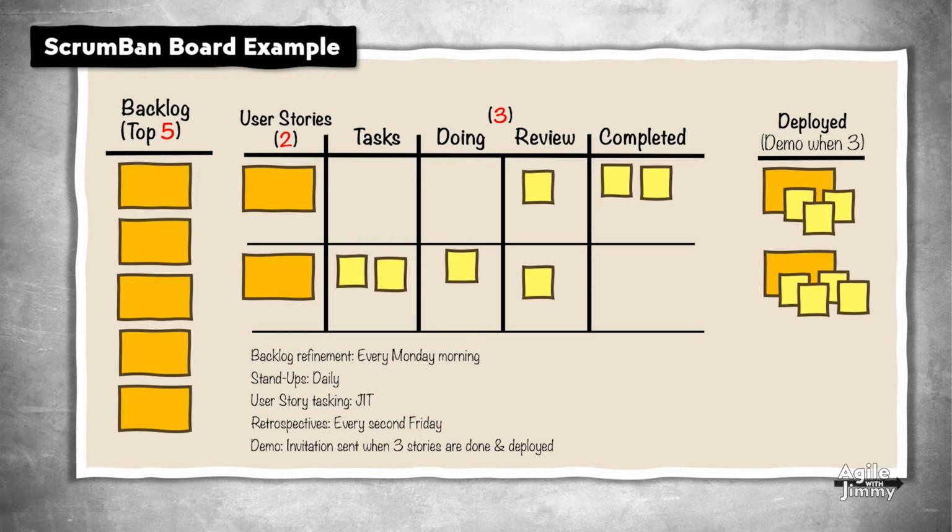Here's an example of how a ScrumBan board could look like. This team has a backlog, just like in Scrum, but when the team pulls new work, they pull from the top 5 list. They have several WIP limits, 2 lanes for 2 different user stories. If they want to start a new one, they need to finish one they've already started. A combined limit of 3 for things in the doing and the review workflow steps, and then some documented policies for meetings. Backlog refinement meeting every Monday morning. Stand-ups daily. User story tasking just in time, i.e.